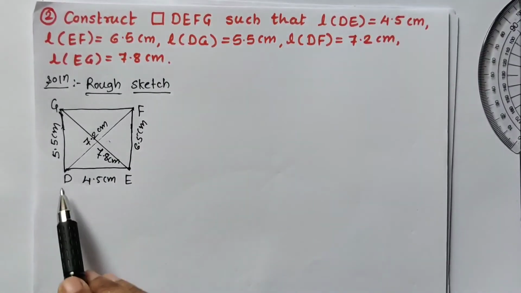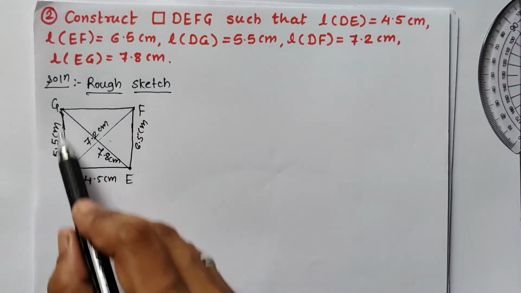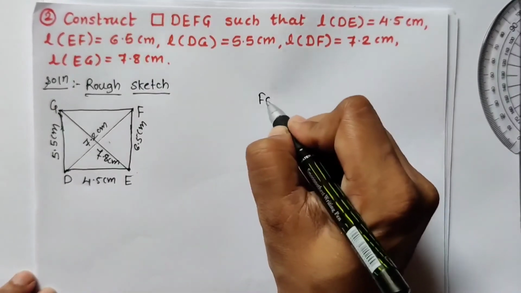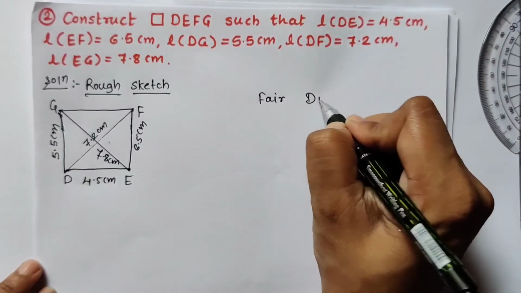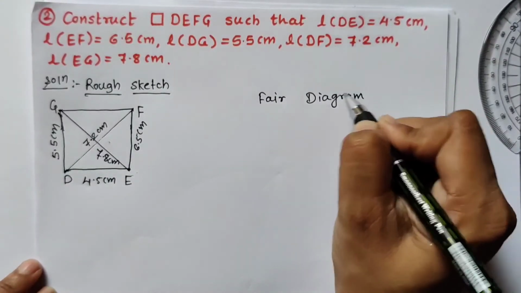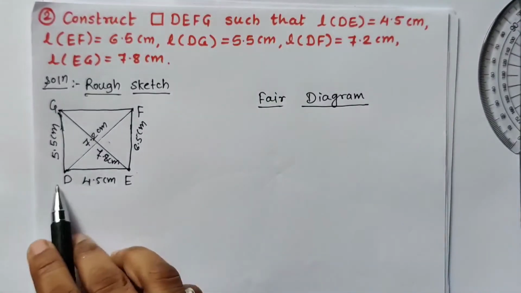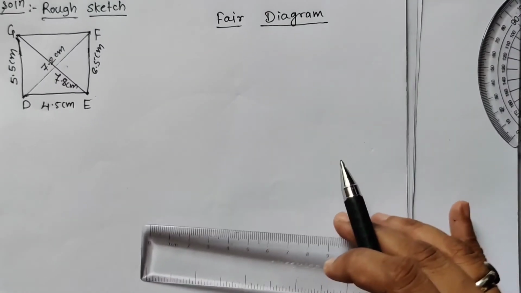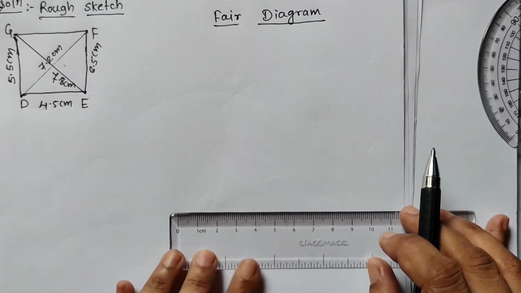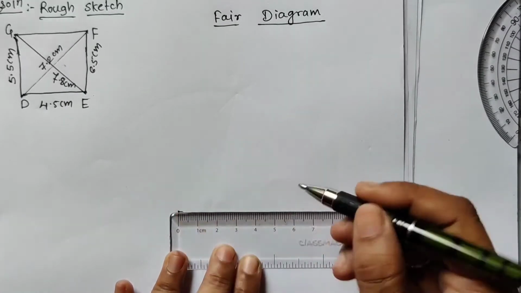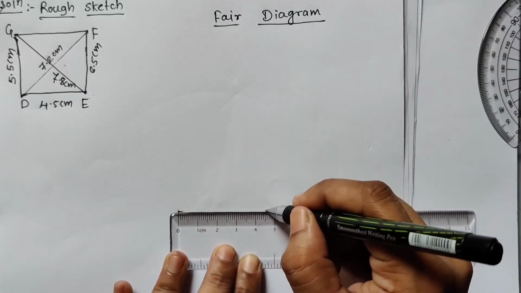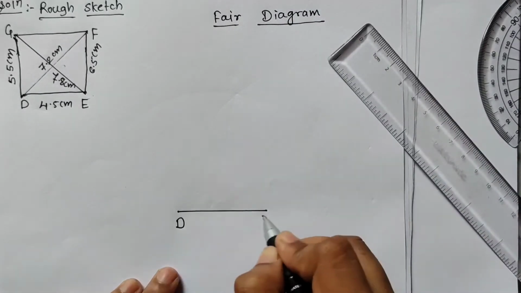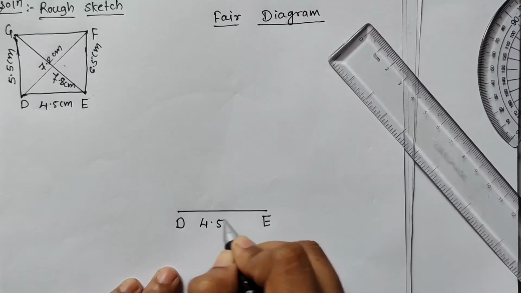So in this way we have been given 3 sides, 1, 2 and 3 sides, and 2 diagonals. 5 elements are given to us. We have to draw a fair sketch now, or fair diagram you can write. Okay, so let us start from base side DE. DE is 4.5. So I will first put a point at 0, then at 4.5. And I am going to draw a segment DE, which is 4.5 centimeter.